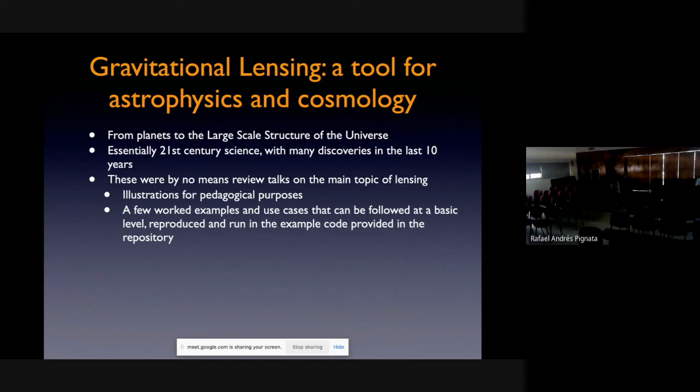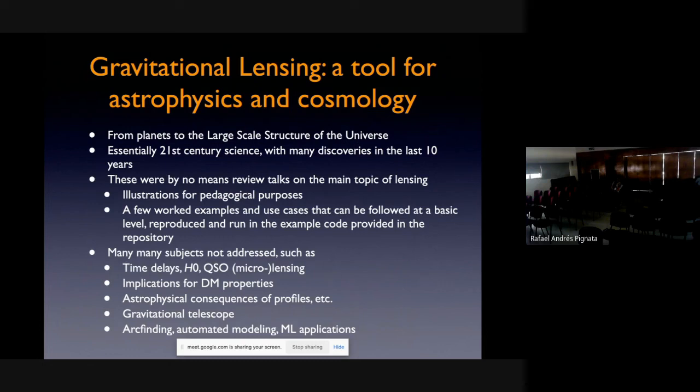So the idea here was by no means to make a review of the field, of the many, many applications and results on the field, but rather to give some illustrations where you could at least make some calculations or have a hint of what's going on, and go through these worked examples that you can follow either on the calculations on the slides or on the codes. The idea was really to make some specific use cases and solutions that you can have a sense with your hands on what's going on.